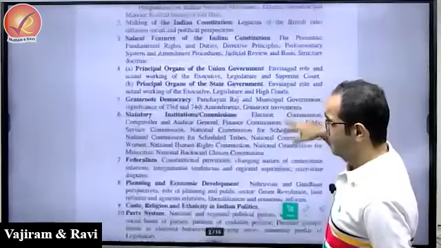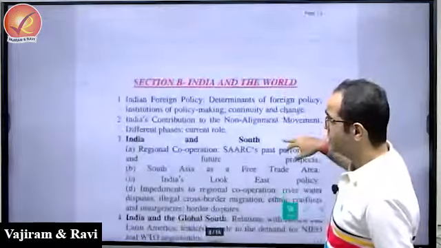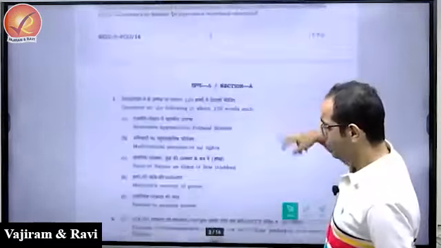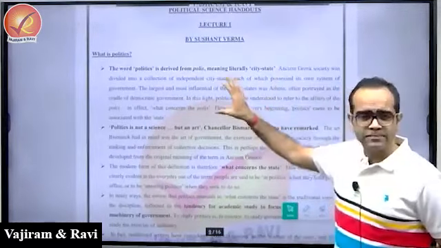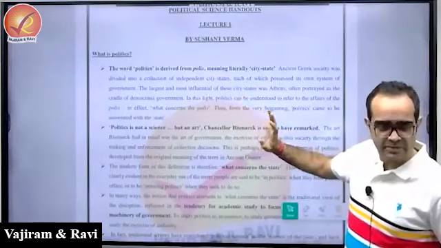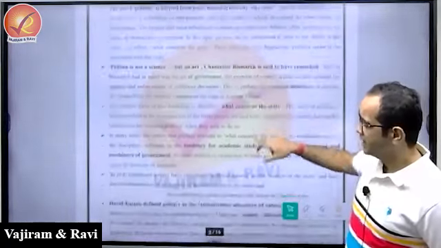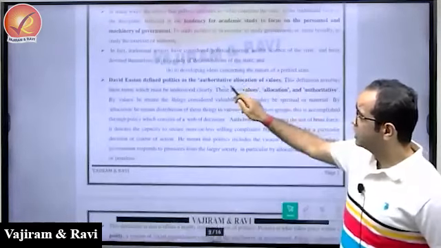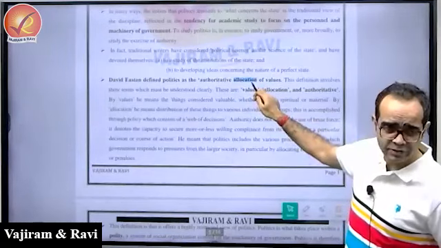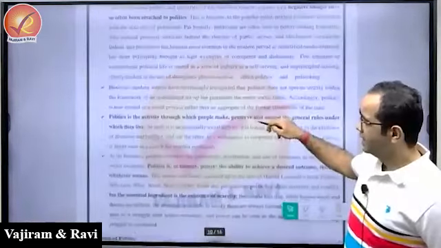Okay. Now here you can see, just a second. Now this handout, what is politics, that I have explained on page number 1, and you can see that's what David Easton called the authoritative allocation of values. That's what I said.